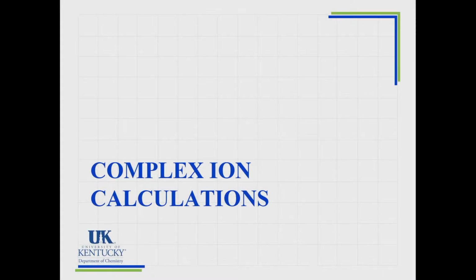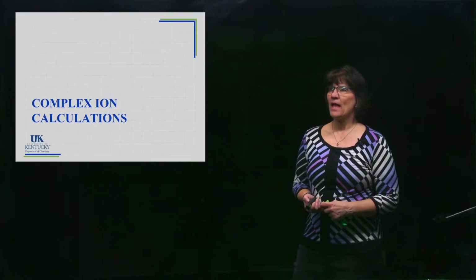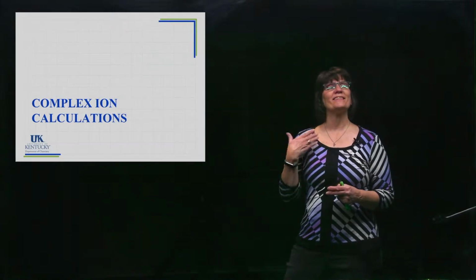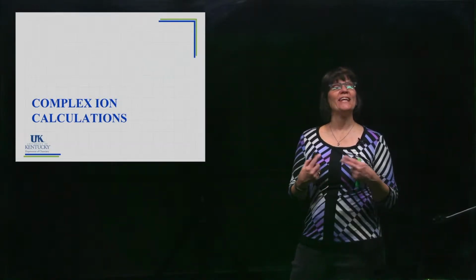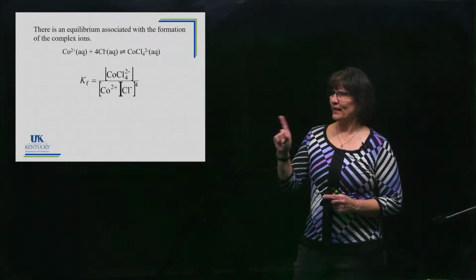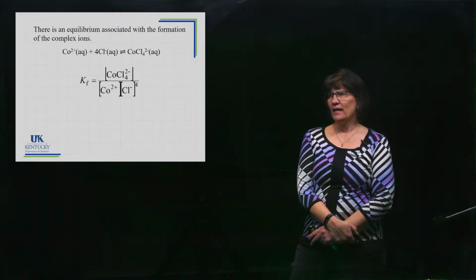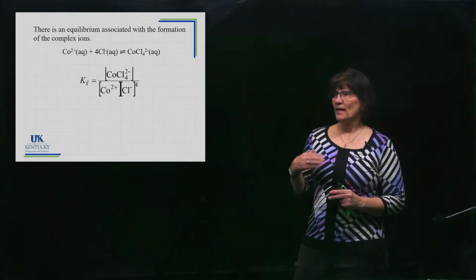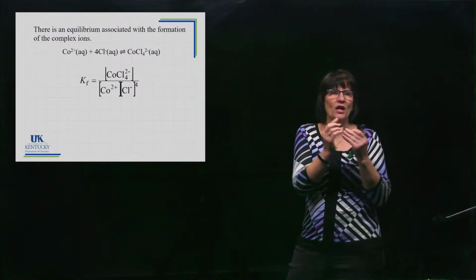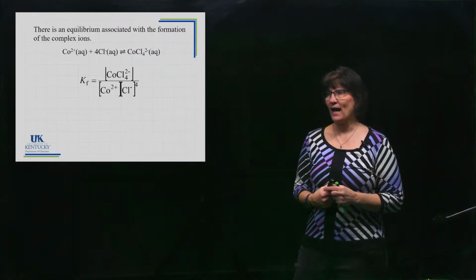So in our last lesson, I talked to you about what complex ions are. And we're going to look at calculations involving complex ions because this is another environment in which equilibria can play a role. Here is the formation of a complex ion. The complex ion is CoCl4. Now, we talked about how the cobalt central atom has a positive charge, and the chlorides are donating an electron pair around it to form that ion.